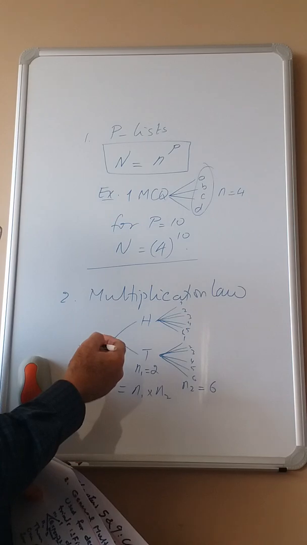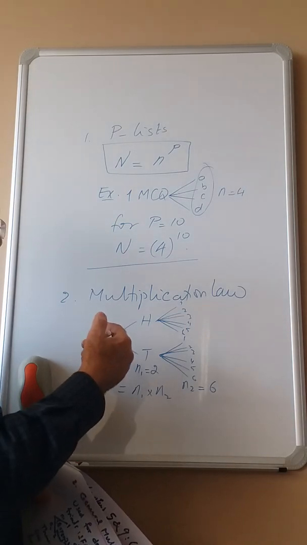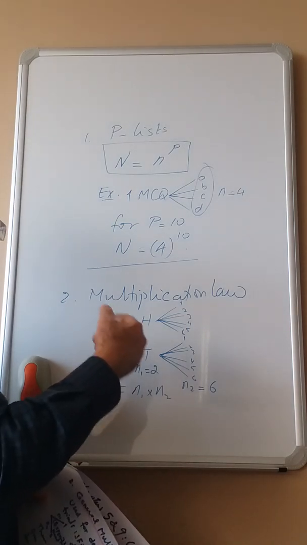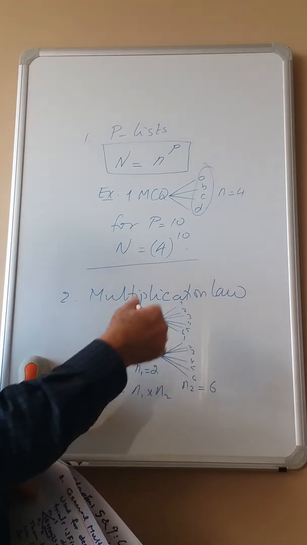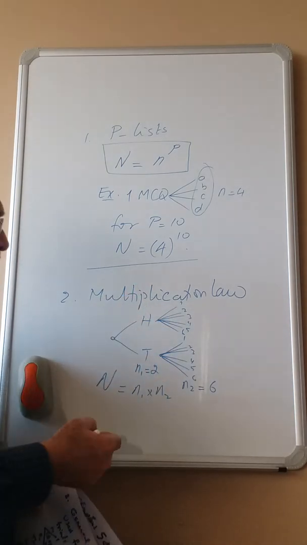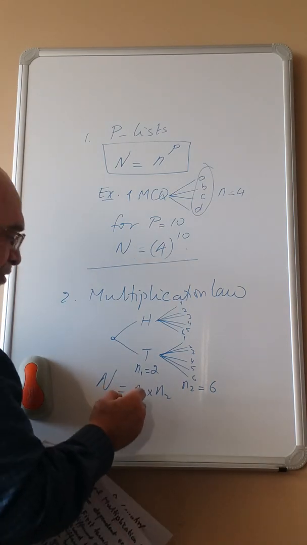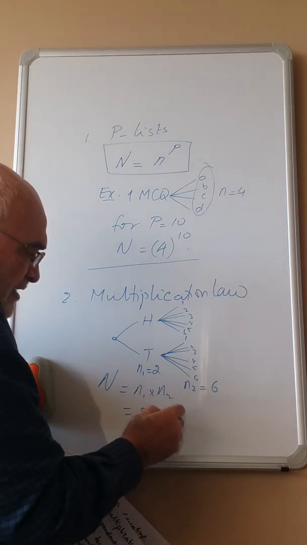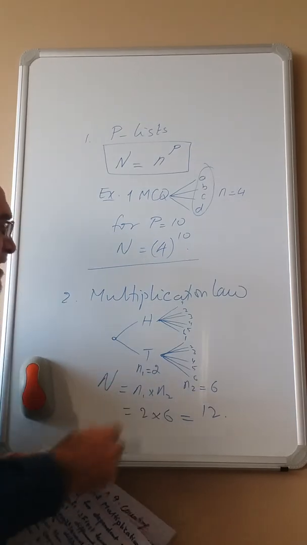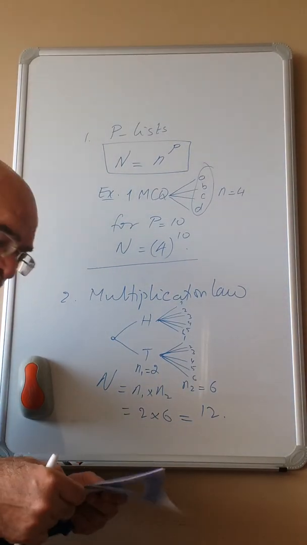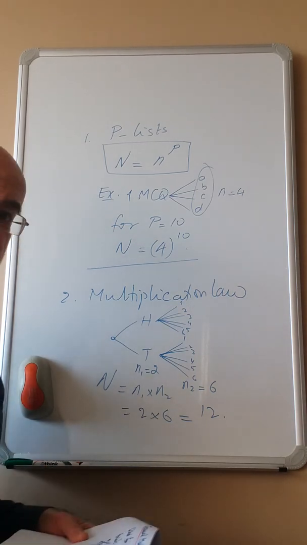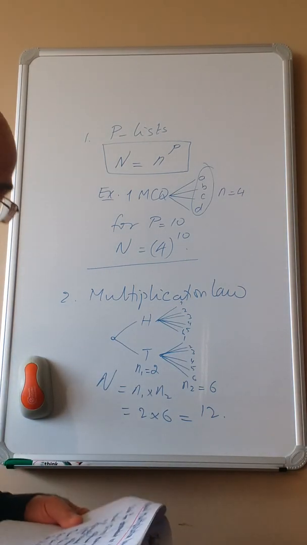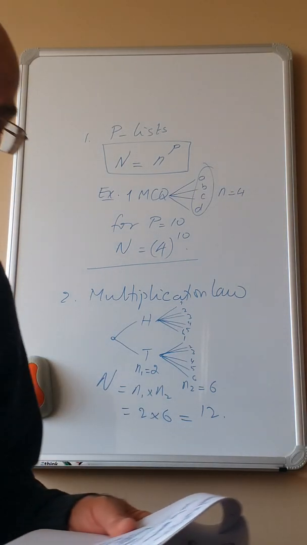That would be the P-list. Here I don't have the same number independently repeated, like 5 then 5 then 5 then 5 then 5. It would be exponential, as you see. Here the multiplication law will be simply 2 times 6, which is 12. 12 results will be obtained in the general multiplication law. Okay, I will stop here for this part.